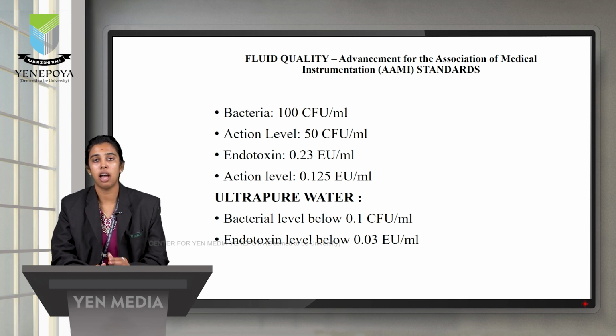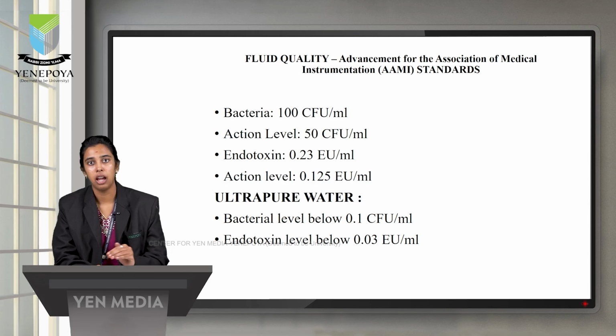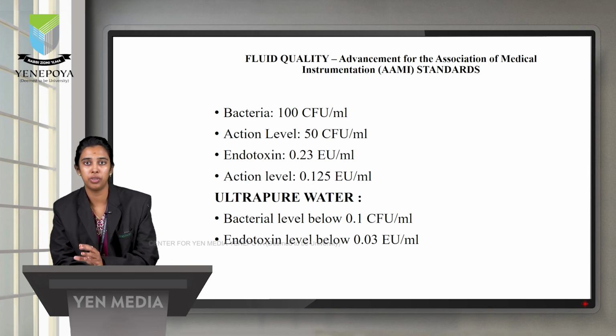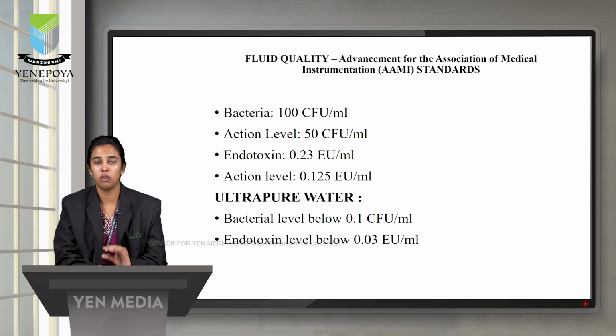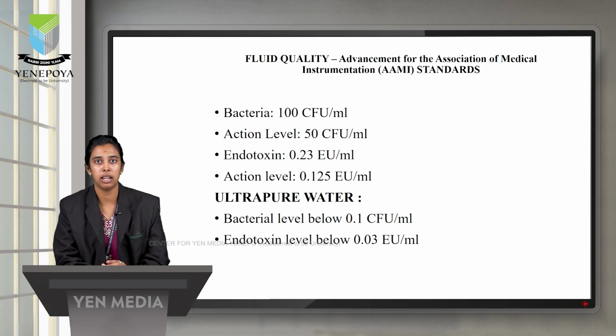Ultra pure water means the water after the storage tank, when it reaches the patient, that is, when it reaches the extracorporeal circuit. Before the mixing, it passes through a Diasafe, which is a filter present at the back of the hemodialysis machine. The water which comes out of the Diasafe should have a bacteria level of 0.1 colony forming units per ml and an endotoxin level below 0.03 endotoxin units per ml.